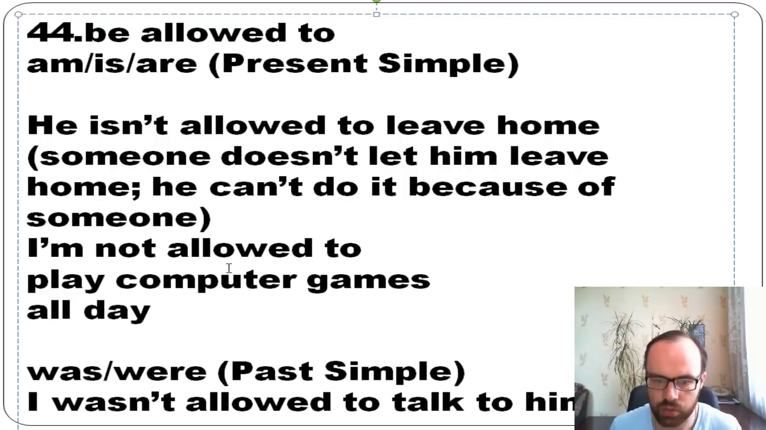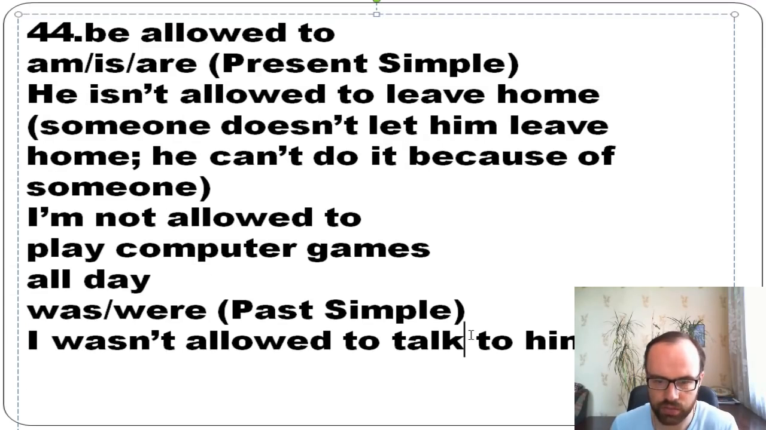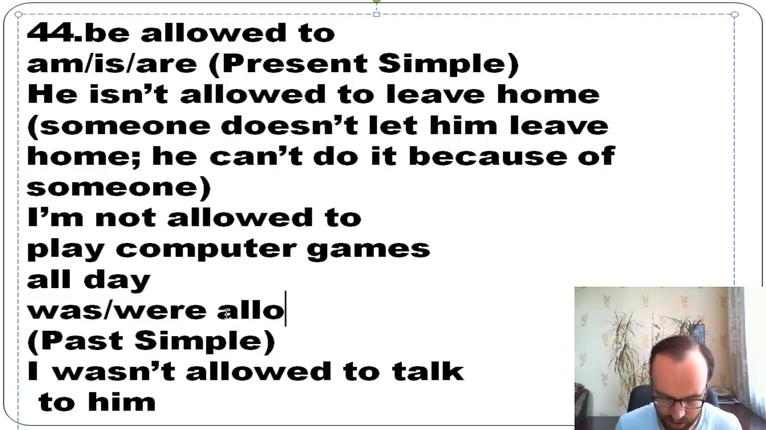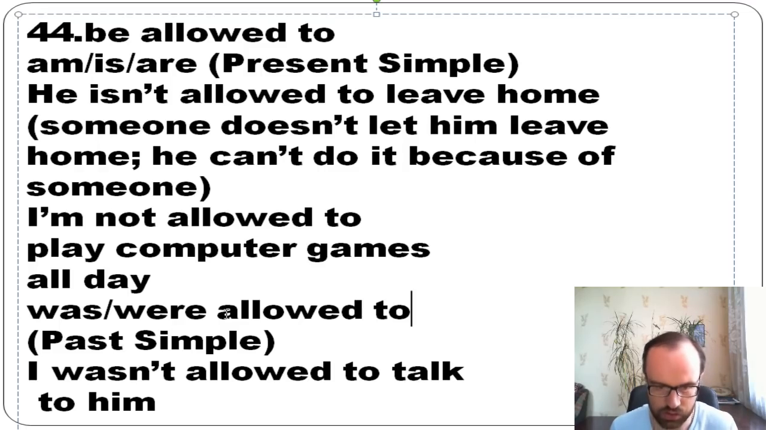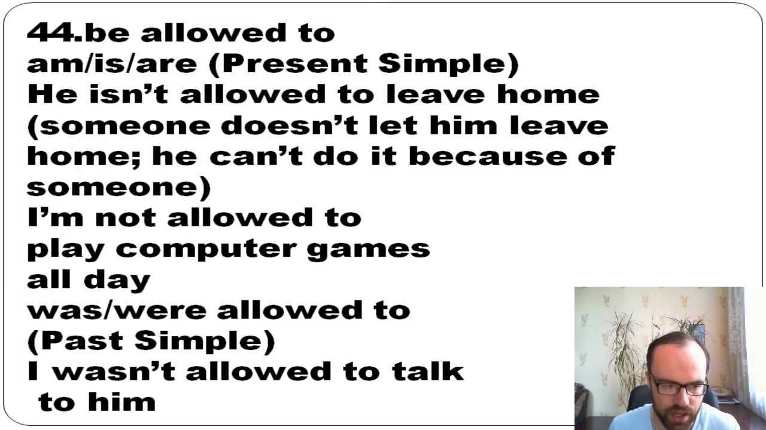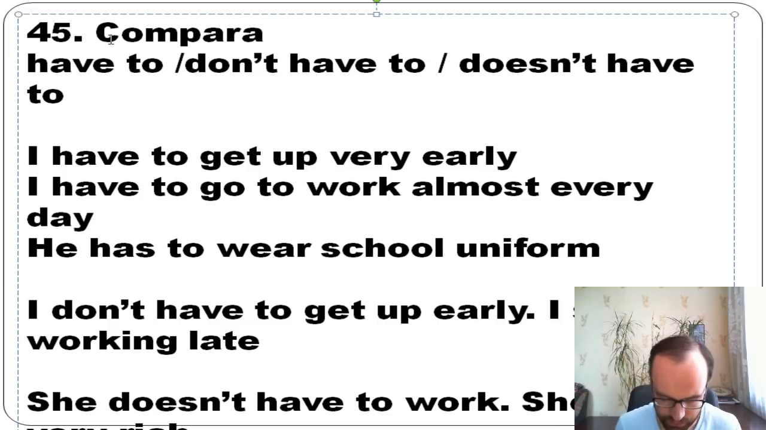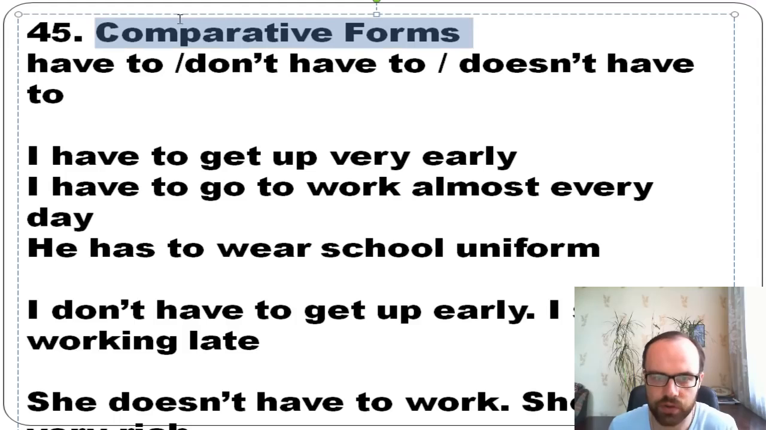Okay, I'm not allowed to play computer games all day. So I can't do it because of someone. And we can use it in the past simple, was, were, and then we add allowed to. For example, I wasn't allowed to talk to him. It means that I couldn't do it because of someone. Next, comparative forms. Oh no, it isn't comparative forms. I looked at another slide.